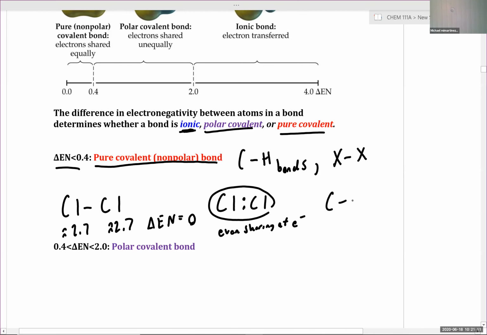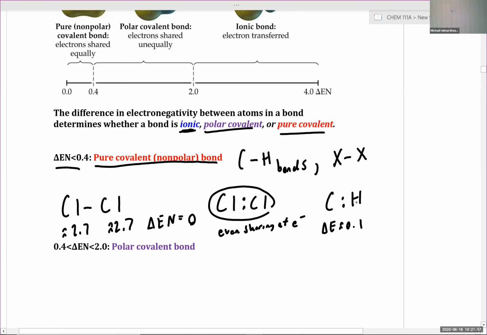In the case of C-H bonds, the difference in electronegativity is about 0.1. So even though there is a slight difference in how readily both of these atoms pull electron density towards themselves, it's so small that we have functionally an even sharing of electrons.